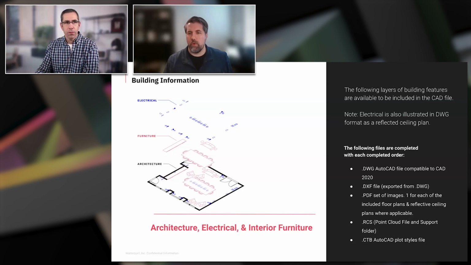You're also going to get the point cloud. So this is just the RCS point cloud from Recap. This is what we use to model off of, so you just have that for reference. You can use that for as-built documentation in some of those programs and just import that directly in. And then a CTB file. This is for AutoCAD to add the specific plot styles that we use when we're drawing out to have the line weights and different information. So this just makes the DWG file accurate to how our team's modeling that out.